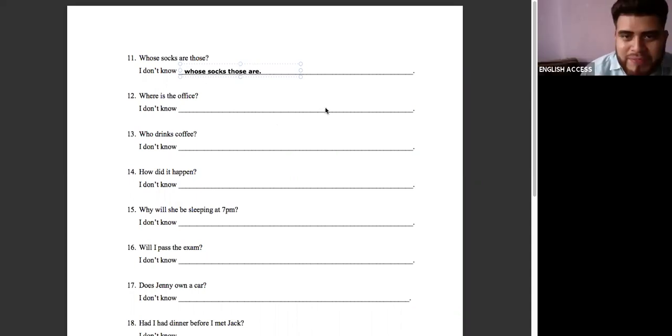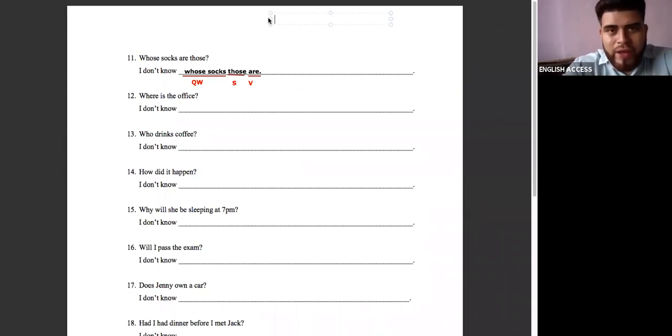All right. Now let me explain this one. Whose socks those are? Sometimes the question word can be a question word plus a noun. And then this is the subject. This is the verb. So like I said, sometimes the question word can have a noun. And this is very common when we have like, what time? What time is the most common question word with a noun. Question word, what. The noun, time. What time is it? I don't know what time it is.